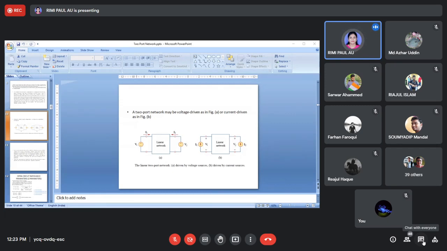So first, always remember V1, I1: this is the input port, and this is the output port. Whatever network you take, whether voltage driven or current driven, at the input port you will get one voltage and one current, and at the output port, another voltage and another current.